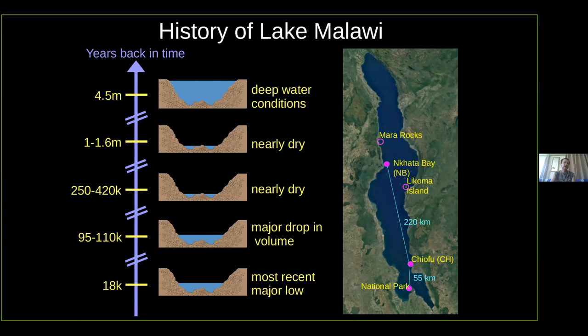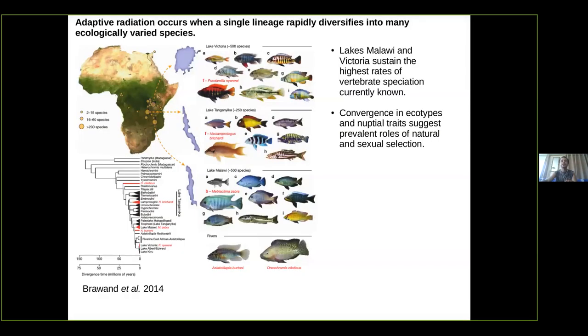It is when it first had deep water conditions, and subsequently it's nearly dried out a couple times, and then had at least a couple other major drops in depth. So it certainly has not been any kind of static environment on an evolutionary time scale.